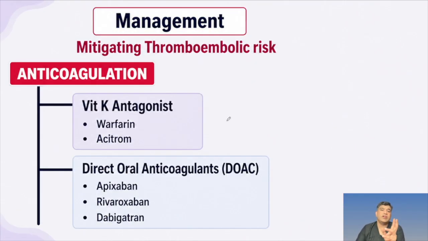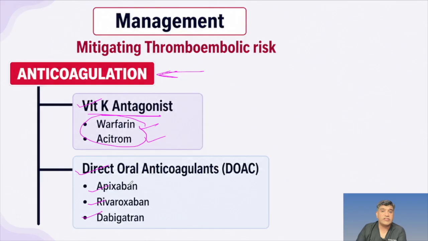So how do we mitigate? Simply, to reduce the thromboembolic risk, we have to start anticoagulation. So anticoagulation, we have to start anticoagulants. We have two types of anticoagulants. One is vitamin K antagonist, popularly two medicines, warfarin and acenocoumarol, and the other is direct oral anticoagulants: apixaban, rivaroxaban and dabigatran.